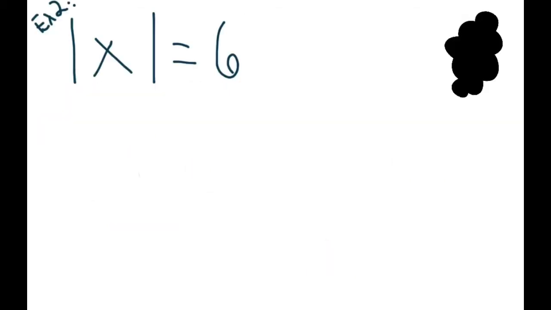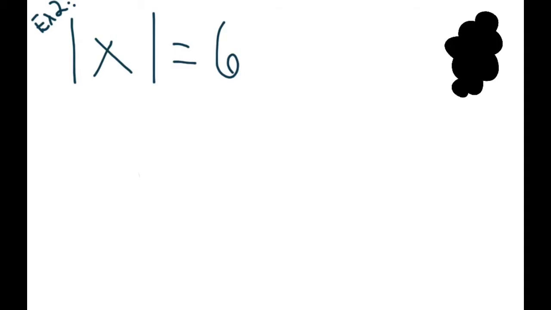But today we're going to talk about absolute value equations, so we're going to be solving these. Here's our first one, and it looks very simple: absolute value of x equals 6. We're trying to figure out what the absolute value has to be in order to equal 6. What does the inside have to be?